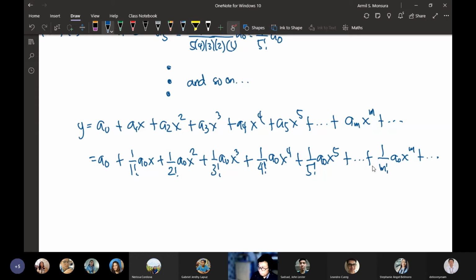Tingnan nyo ha, even this pattern would actually follow from here. Itong pattern na to, masusundan ito if you just let m equal 0. If you let m equal 0, this becomes 1 over 0 factorial, which is 1, times a0 times x raised to 0. So, lalabas, a0 siya. So, ayun. Nasundan natin. Itong term na to, nasama sa pattern na to, o sa m term na to. So, yun. Maganda yun.